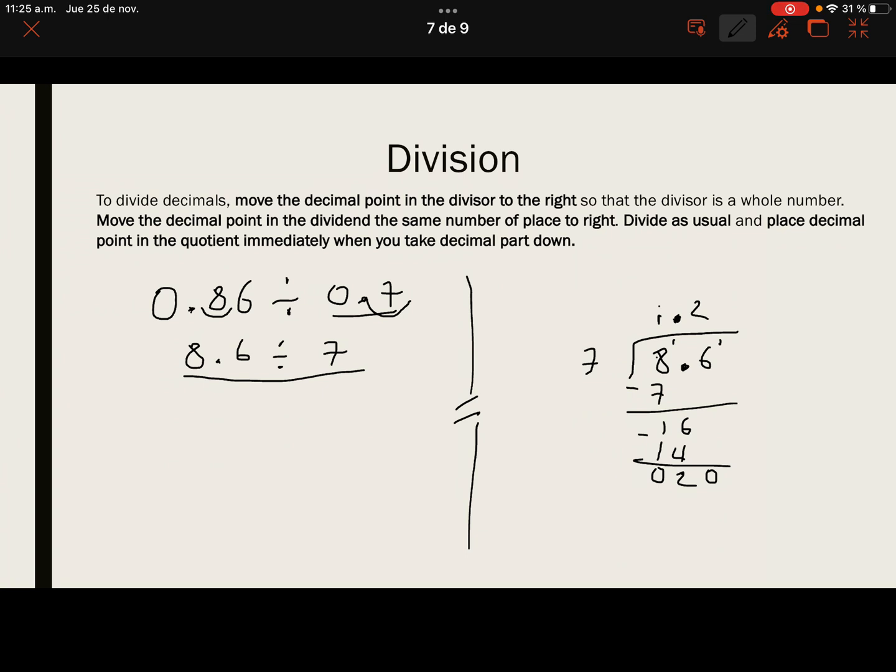Then 20 divided by 7. 20 divided by 7 is 2 one more time. Then 2 times 7 is 14. Write 14 here and continue the subtraction. This is going to be exactly 6, the answer. Now let's continue. Is 6 possible to divide by 7? No, but we can put a 0 here, and now it's going to be 60 divided by 7. This is going to be 8.